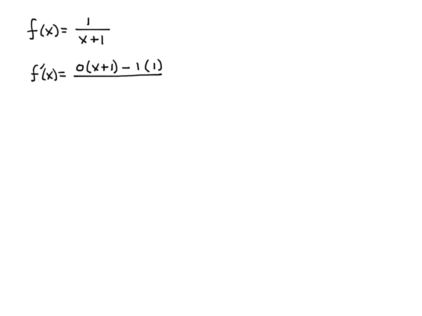Okay, everybody understand the numerator? And then the denominator is just the denominator squared. So when I simplify it out, I get negative 1 over x plus 1 squared. That's not too different than if you just took the derivative of 1 over x, right? Remember what the derivative of 1 over x is? That's just negative 1 over x squared. It's not too different.